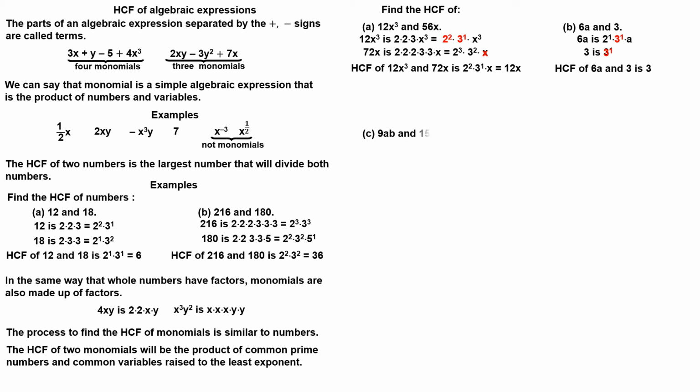Write each term as a product of its factors. The highest common factor will be the product of common prime numbers and common variables raised to the least exponent. Now it is your turn.